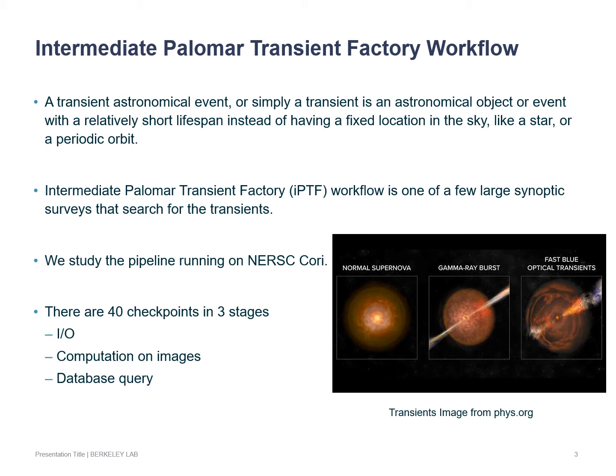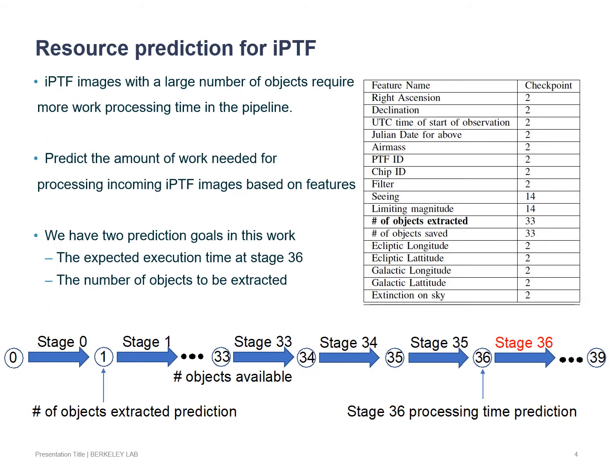We can roughly divide the applications into three different categories. The first category is called I/O storage, the second category is called computation, and the third category is called database query. To predict resource requirement, we can either predict the time required for processing an image or the number of objects in the image. More computation resources can be allocated to analyzing images containing a larger number of objects and demanding a longer processing time.